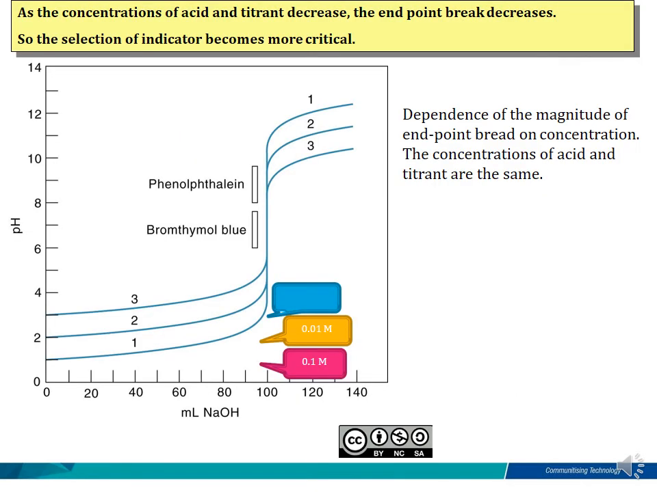So from here you can see that when you increase the concentration of the titrant, it will give you a sharp endpoint. As the concentration of the titrant decreases, the endpoint break decreases. So the selection of indicator becomes more critical. Here the indicator plays a main role, so it's very important for you to choose your indicator wisely.